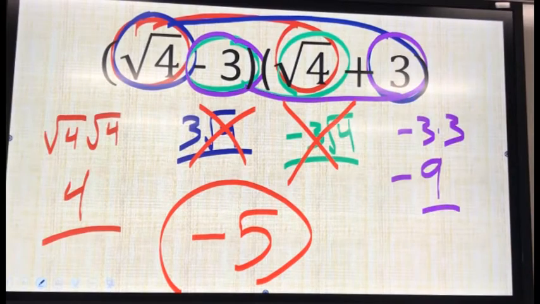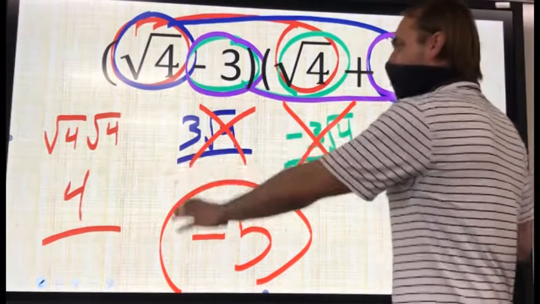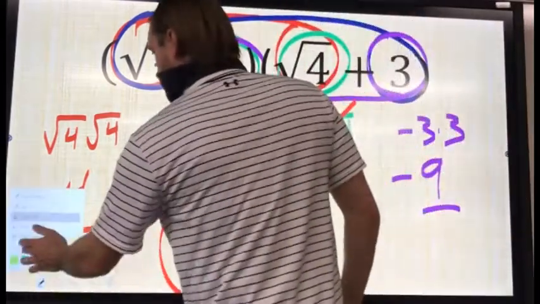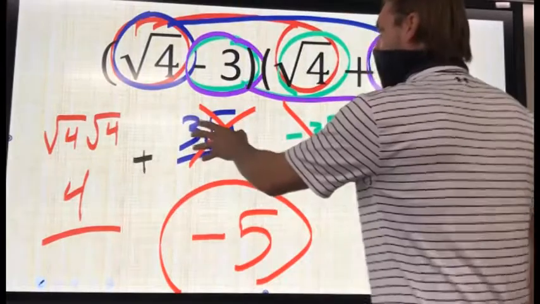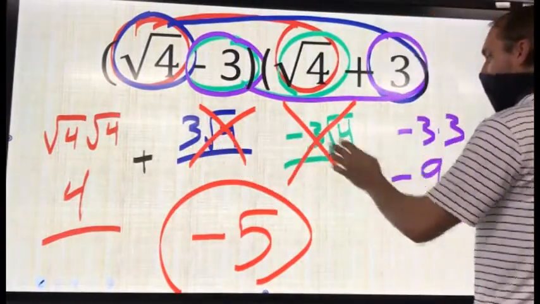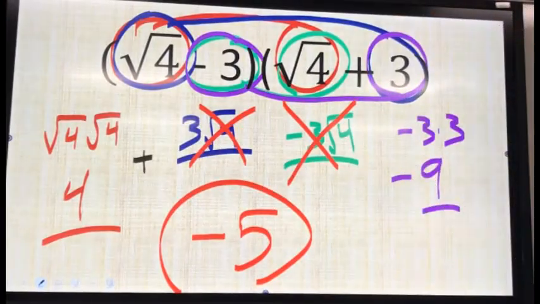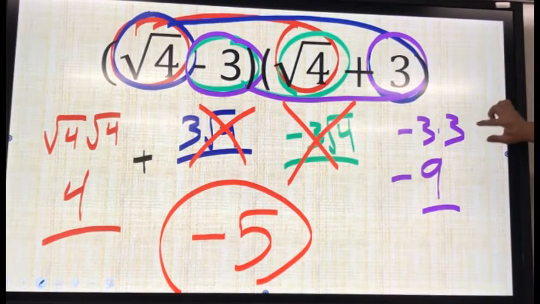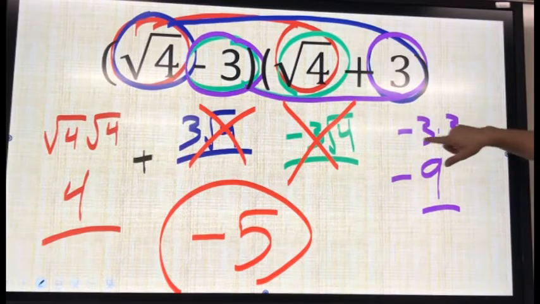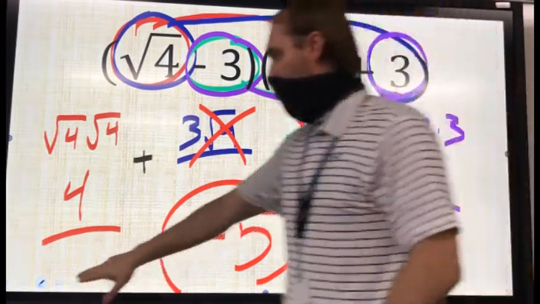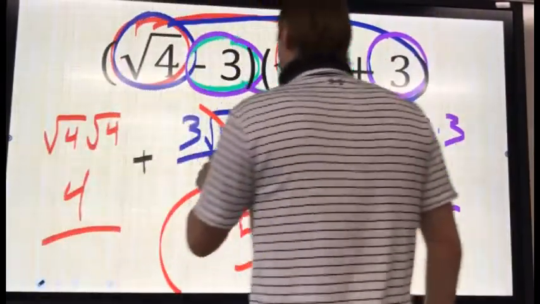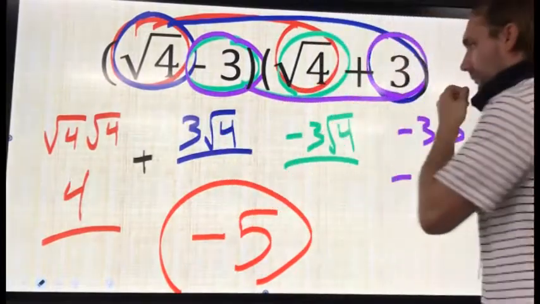Wait, so the 4 and the negative 9, you would add it or multiply it? You would add it. Okay. So when we get down here, we're adding our like terms. So 4 plus 3 square root of 4 minus 3 square root of 4 minus 9. Wait, can you go back to what you did with those 3 square root 4s? They come out to be 0.